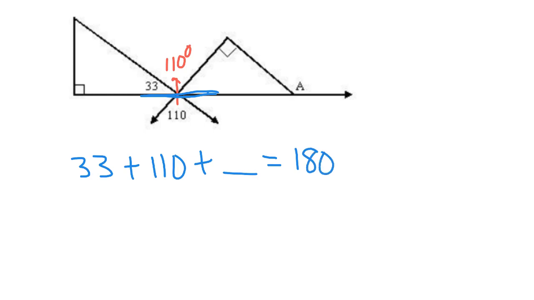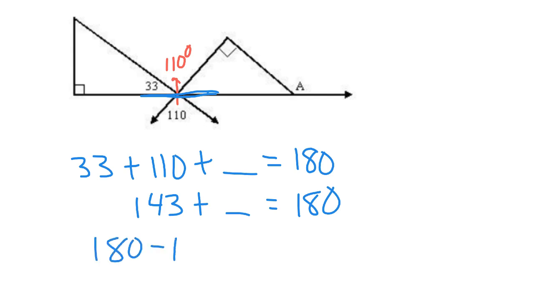So 33 plus 110 is 143 plus something equals 180. So you can do 180 minus 143, and that will give you 37. So we know that this angle right in here is 37.